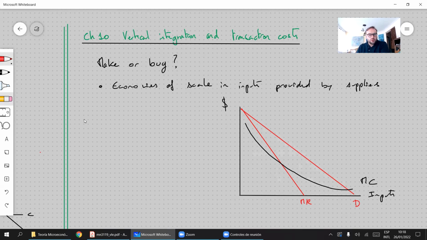So what we know is that the seller of the input, the seller of leather, is gonna fix quantities where marginal revenue is equal to marginal cost, and I'm going to have an important margin, a difference between marginal cost and the price of the intermediary goods. Let me improve a little bit on that drawing. I think that's better, right?